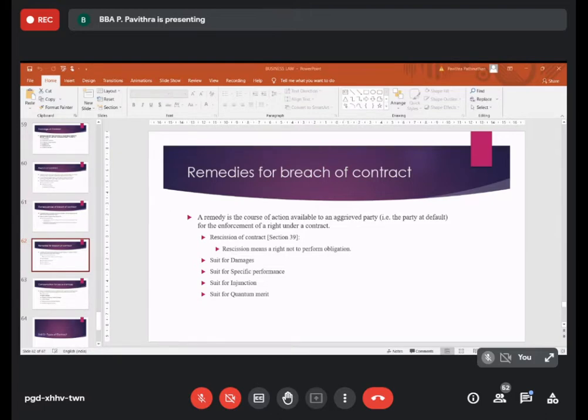Anyway, so a stay order, an injunction, is asking the court to direct a process to be stopped, completely stopped. Okay, and finally, suit for quantum merit. Quantum merit means as much as is earned. Okay, quantum merit translates to as much as it's earned.